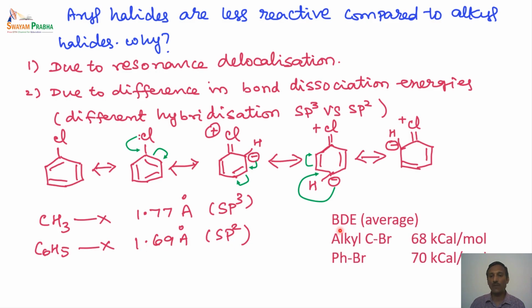So if we look at the average bond energies, here we have given the bromo derivative as an example. The alkyl bromine bond has 68 kilocalories per mole, whereas phenyl bromide has 70 kilocalories per mole. That is the bond dissociation energy. So these are all the reasons. This has a higher bond dissociation energy, so aryl halides react very little compared to alkyl halides.